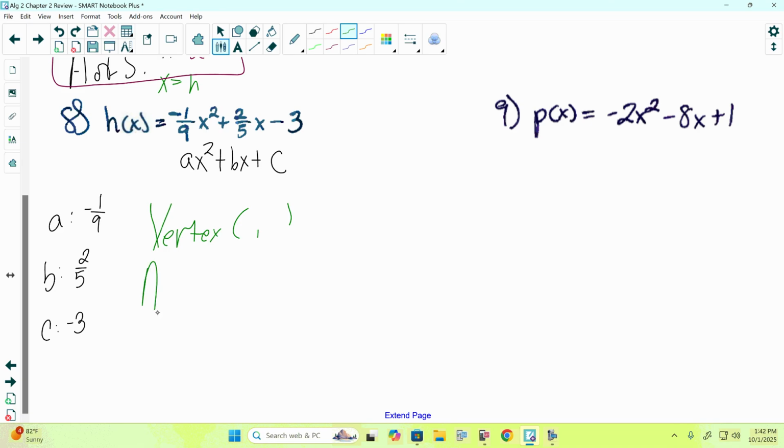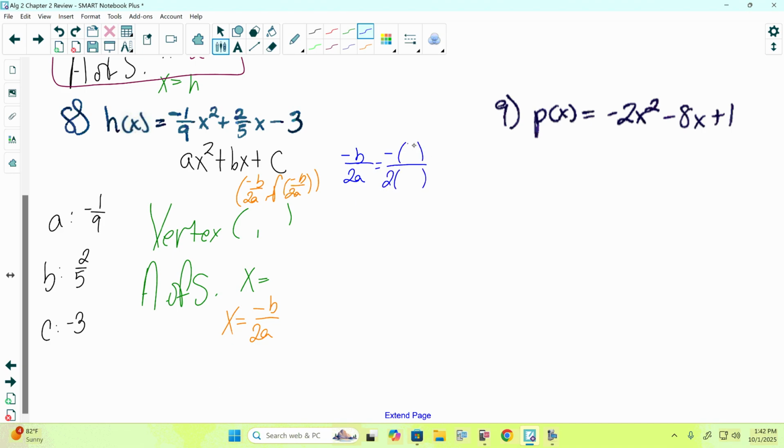Vertex, axis of symmetry. In the general form, the vertex is the point -b over 2a, comma f of -b over 2a. And the equation for axis of symmetry is x is equal to -b over 2a. So the first thing we really need to find for this here is the value of -b over 2a.